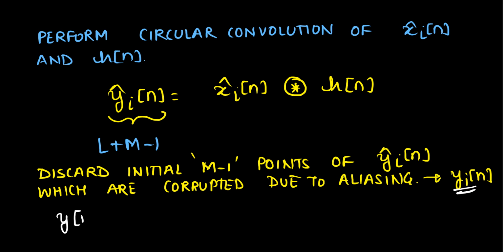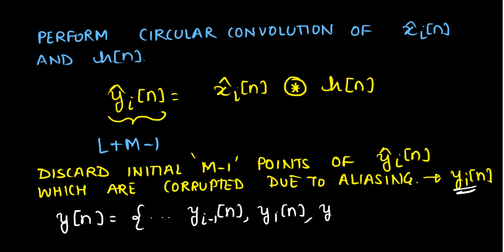So the final output y of n can be given as, say, yi minus 1 of n appended with yi of n appended with yi plus 1 of n, and so on. So this would be the final output that we are going to obtain.